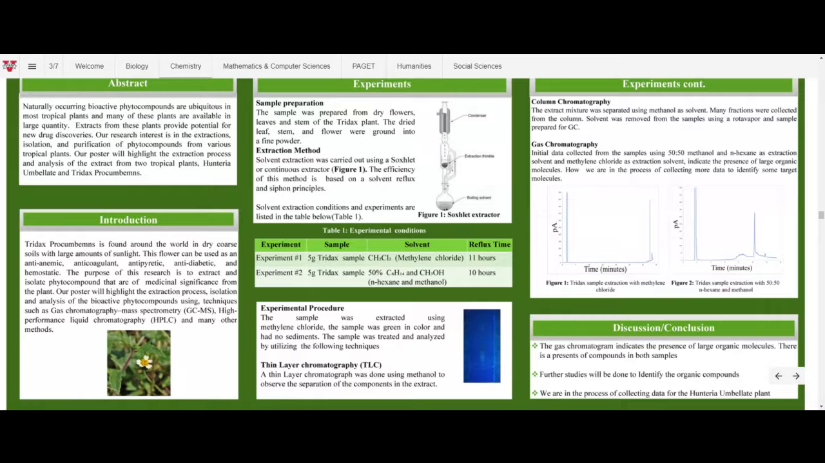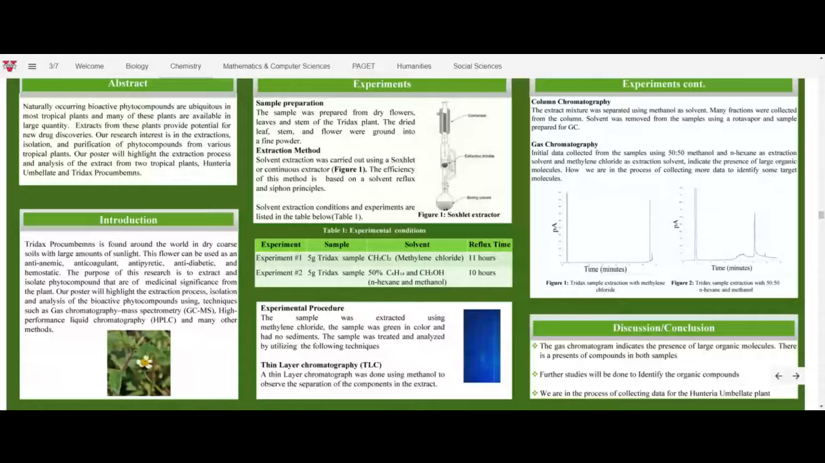So in the first figure, you'll see that it took about, sorry, I have to zoom in. It took about 30 minutes for the phyto compounds to show that there was something in the solution. Basically, the gas chromatography shows if there's something present. It doesn't show what is present. So it took about 30 minutes for that, while in figure 2, it took about 8 to 10 minutes to show that there was something present.